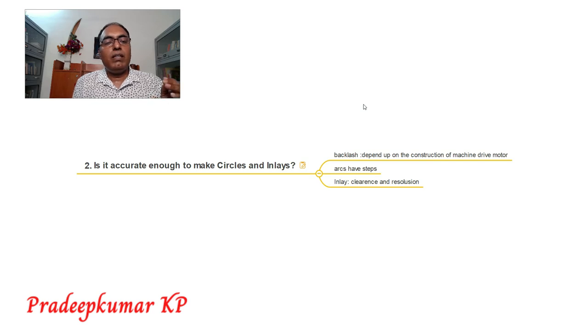So whether this CNC router is able to create a perfect circle, and also for inlay applications, if you have to fit one part inside the other part, we should have some tolerance or clearance. Proper clearance should be there. So that kind of accuracy and resolution should be available with this machine. We have to see those things also.